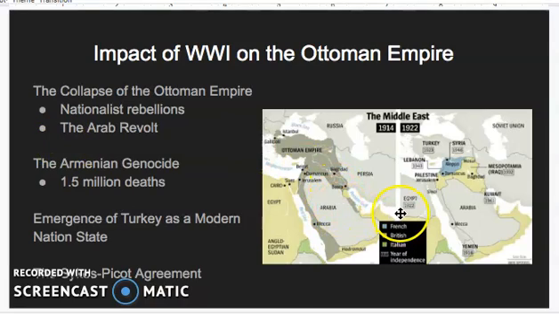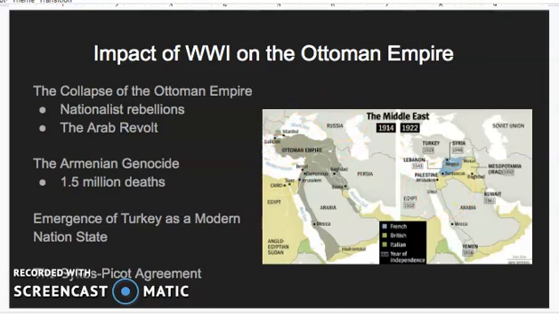What happened there is that people in the Arabian Peninsula who did not identify with the Ottoman Empire decided to fight against the Ottoman Empire to try and create their own independent state. And as a result of that, Arabia is going to become independent after World War I.